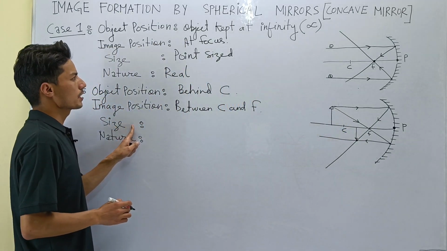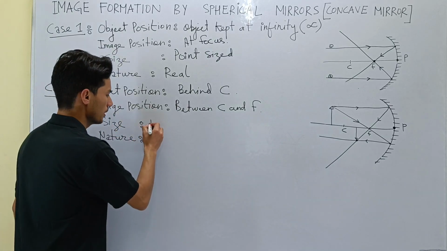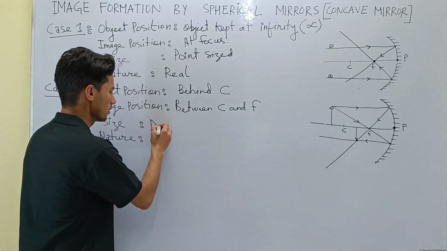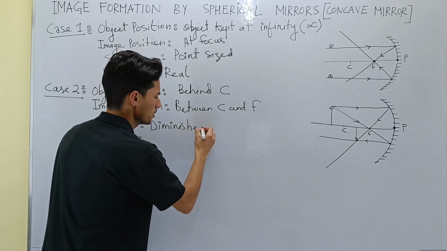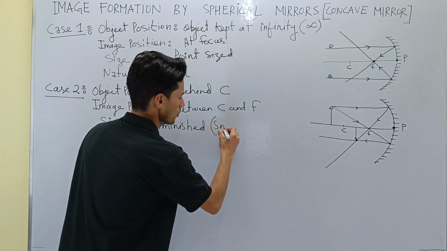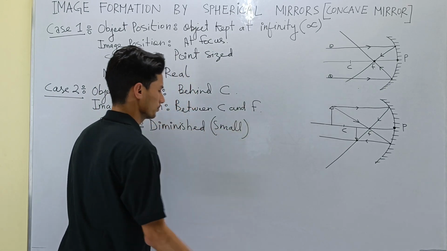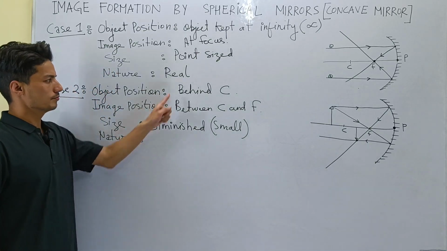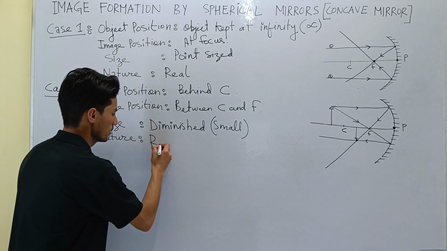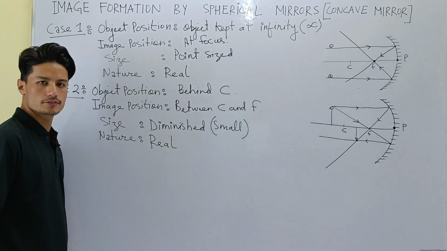So for size we can write diminished, okay? In your textbook, it's written diminished, because it is small. Diminished means small only. Diminished is also another word for small. Then nature, it will still be real, okay, class? So nature is real. Follow?